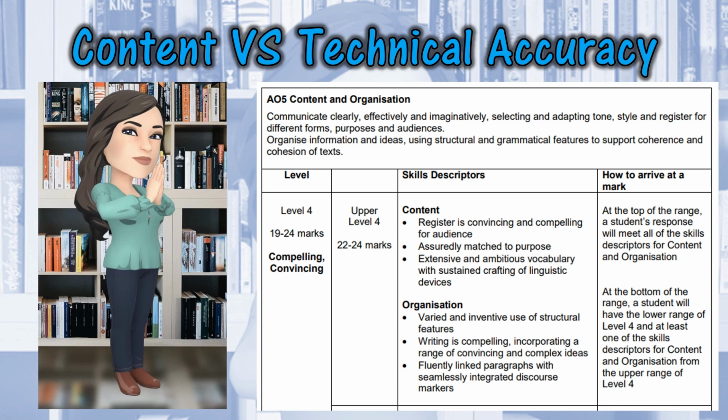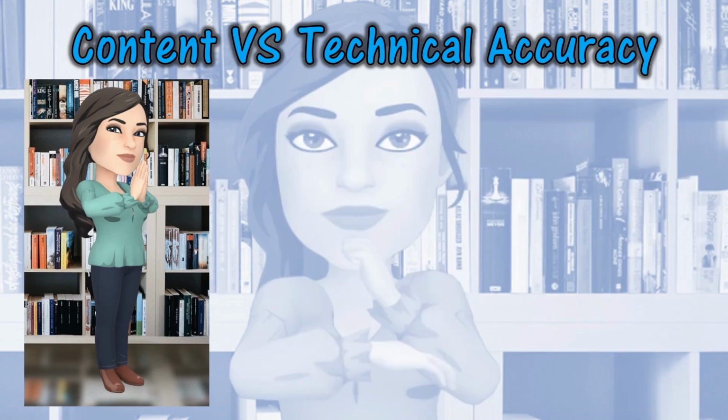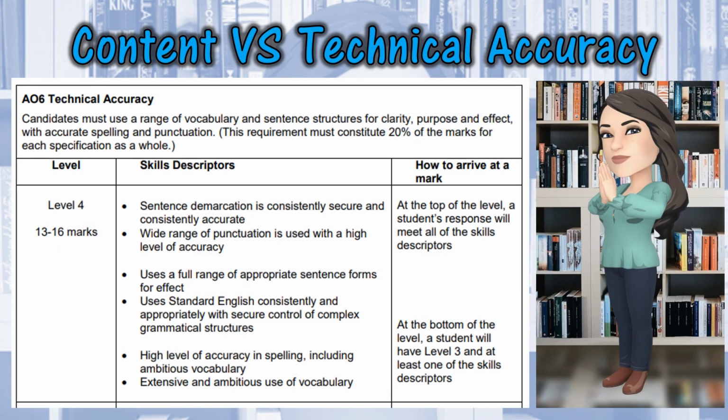And organisation is, have you used paragraphing well? Have you thought about a logical order for your story or your piece of description? Have you thought about your sentence structure and how that communicates the information that you're giving? Whereas technical accuracy is all about your sentence structure, punctuation, grammar, spelling, your use and range of vocabulary.